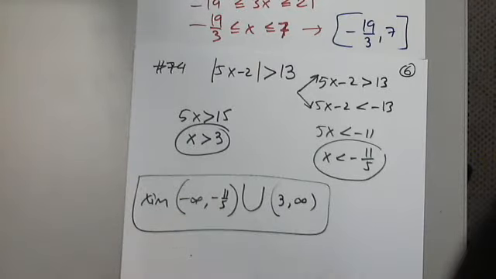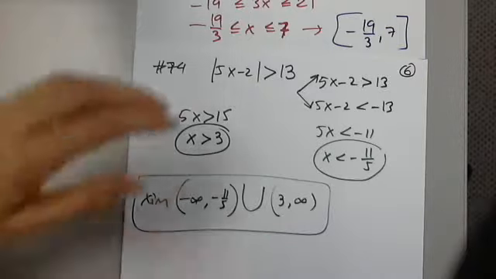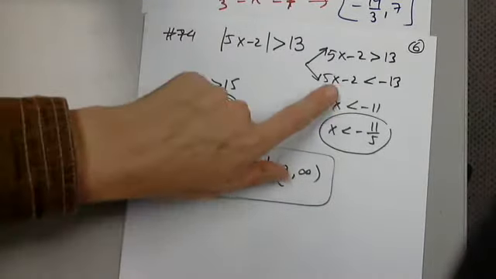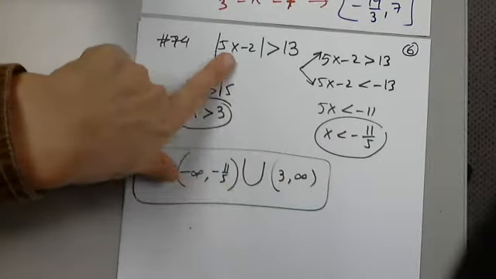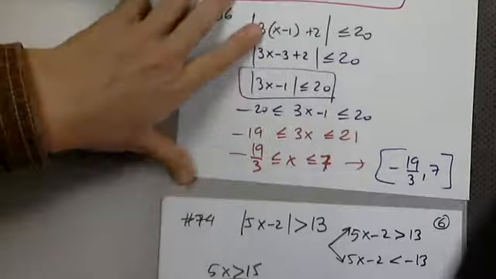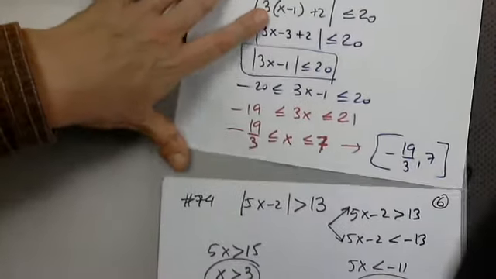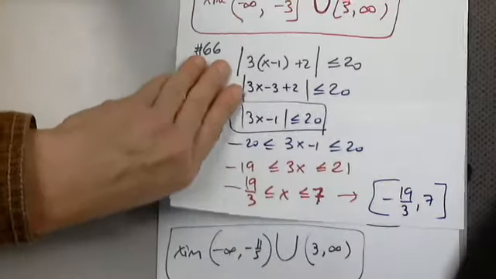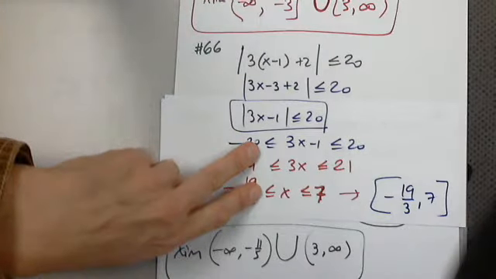I asked a question. Please. In the stage where you're at, say 5x minus 2, and then in the previous problem 3x minus 1, why don't you add 2 to both sides before you go to the process of splitting the inequality down? Like in 3x minus 1, why don't you add 1 to both sides and have it be the absolute value of 3x is less than or equal to 21?